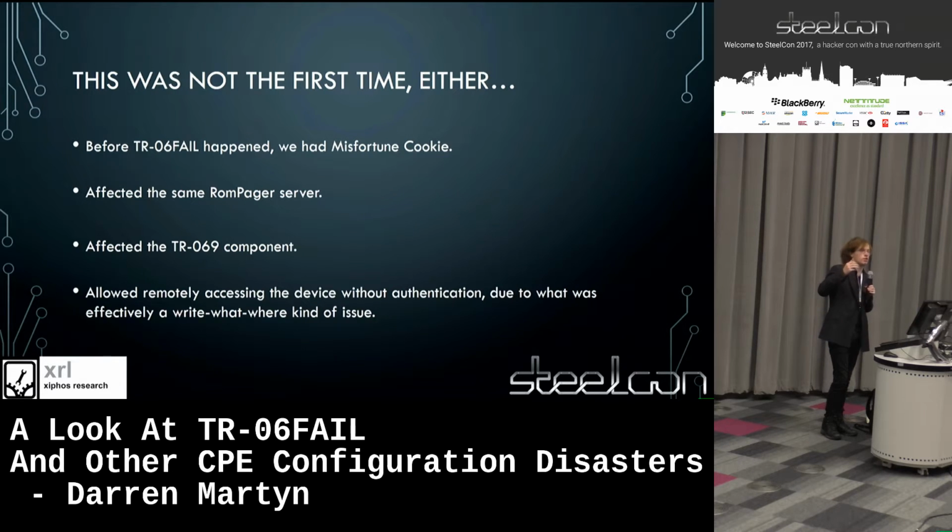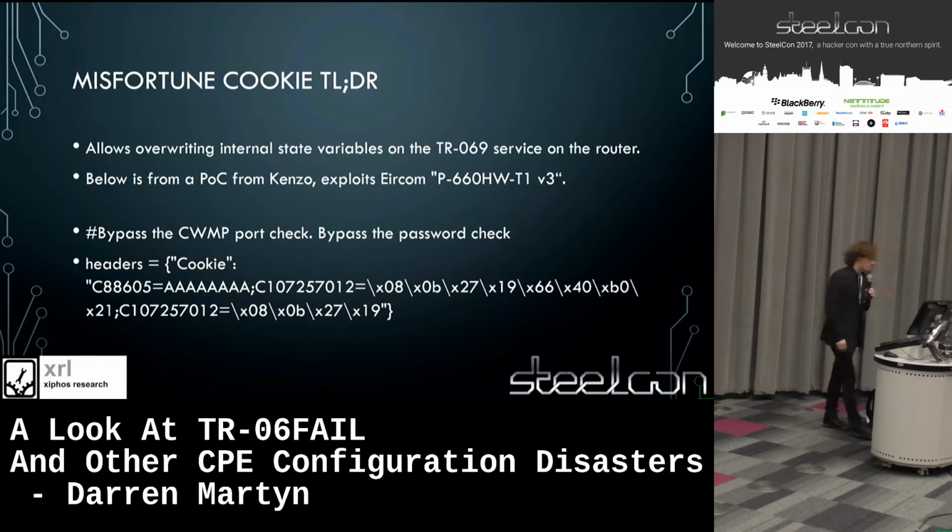It was basically a write-what-where bug. You could write any value to any place in memory via this. You could basically write is-authenticated 1 or authentication-required 0 or whatever it is you need to access the device. So you can basically overwrite any of the internal state variables with the bug.